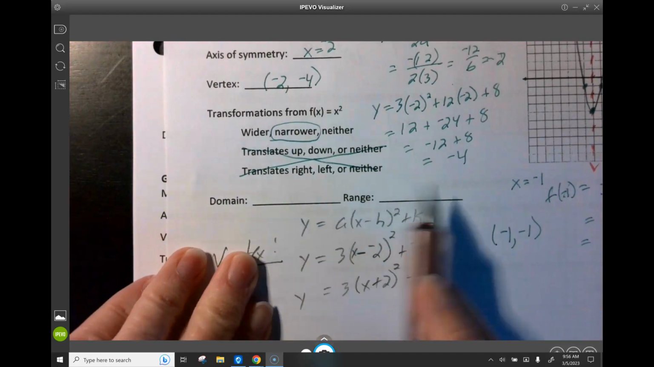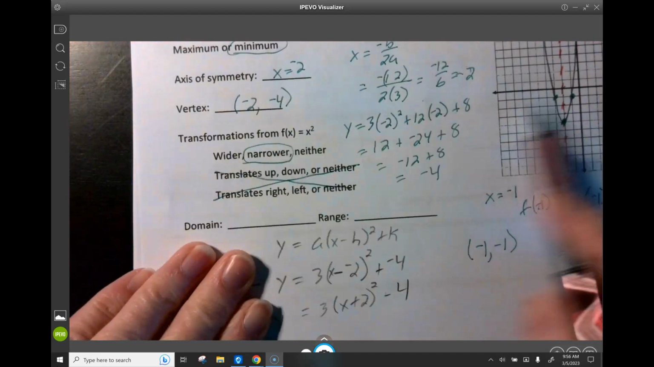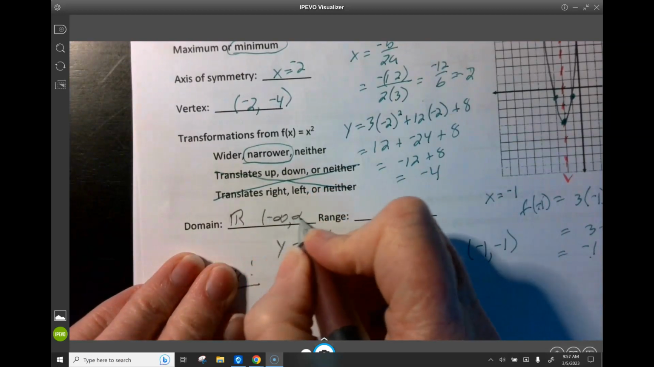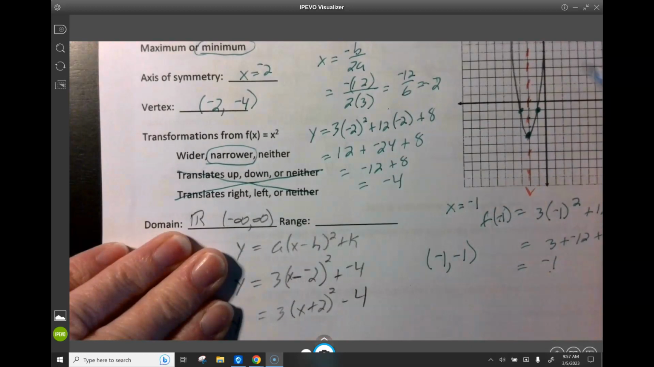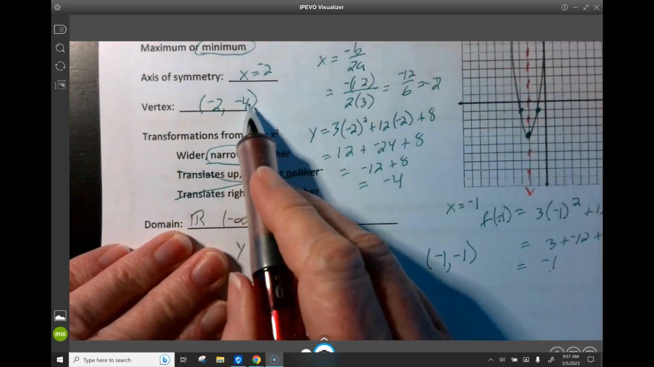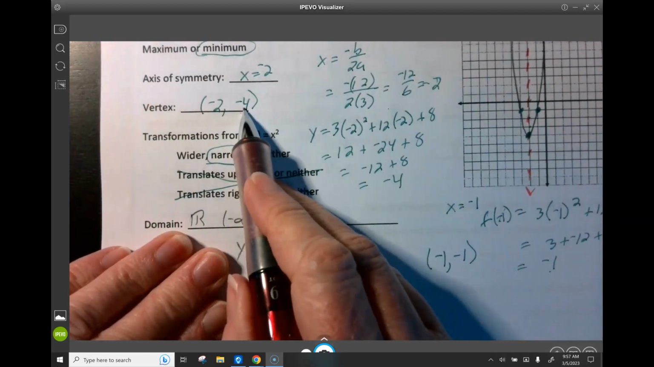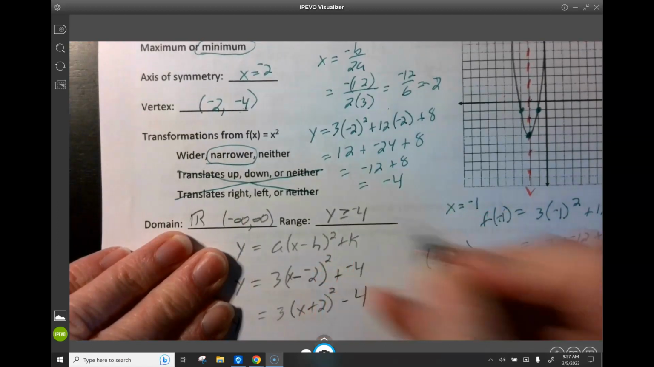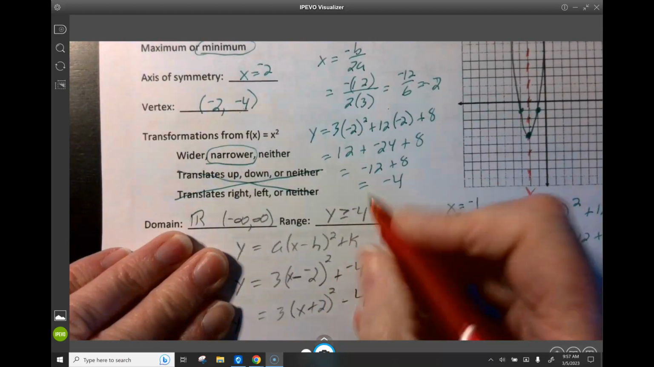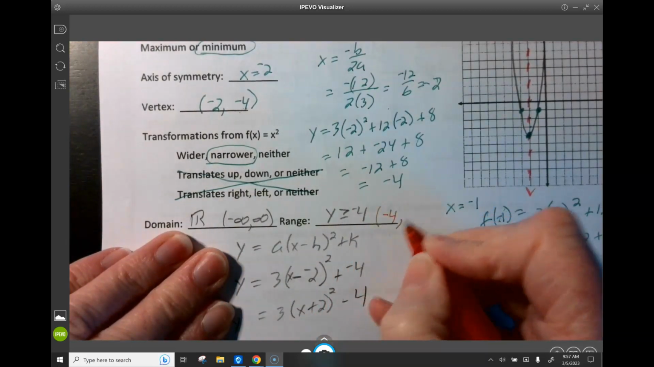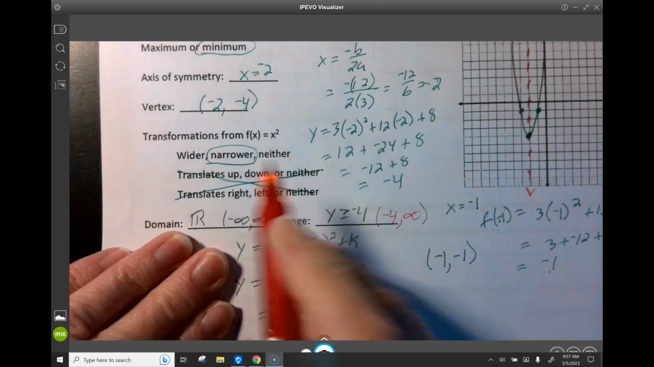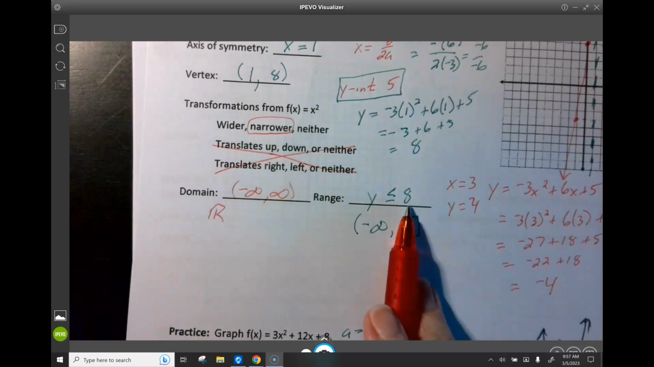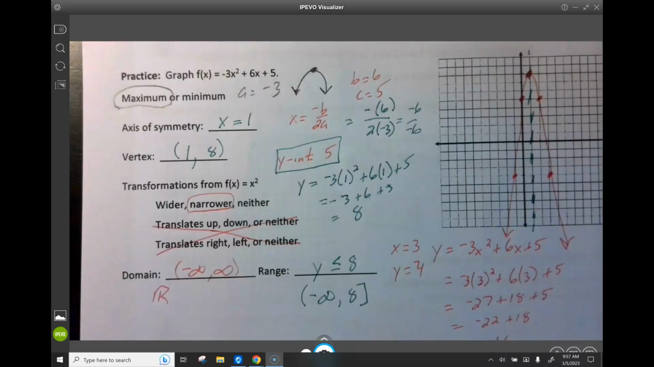Hey, while I'm here, I forgot to do domain and range. What's my domain? That's right, that's all real numbers. Or you can write it as negative infinity to infinity. What's my range? What's my lowest y value? Negative 4. See how the y-coordinate of my vertex is going to determine your range. So y has to be greater than or equal to negative 4. So in interval notation, it's going to go from negative 4 on up. Okay, but look at that y-coordinate of your vertex, it is going to give you your range. So everything works together. It's pretty cool.